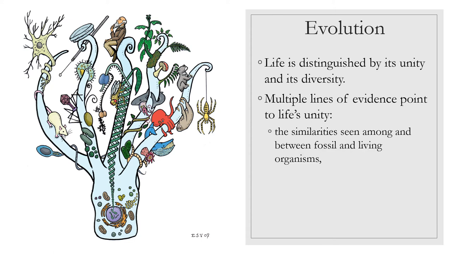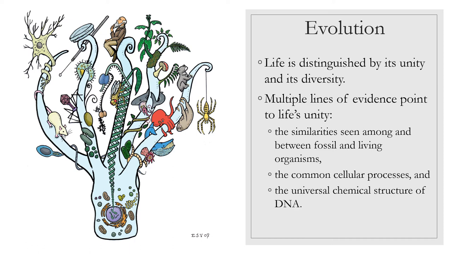This also, we can look at similarities among living things and fossils that can show that there are relationships, but things change over time. And all living things have similar cellular processes. They have to convert energy into a usable form. So, you know, we'll be seeing all these different things in the class. And like I said, DNA is the universal chemical structure. So you don't have anything that we consider living on the planet that doesn't have DNA. So why do all living organisms have DNA? We will talk about that.